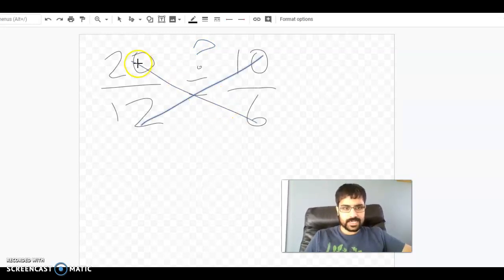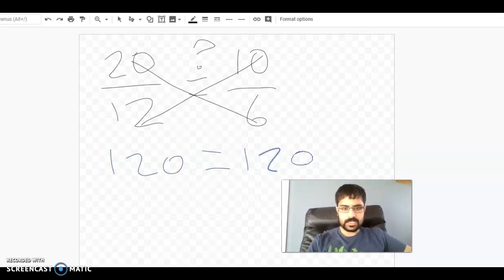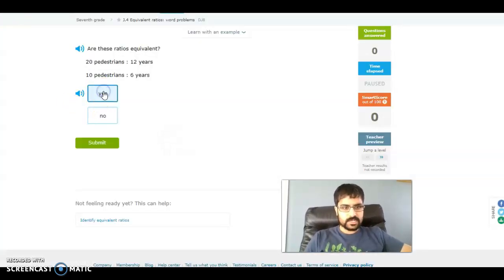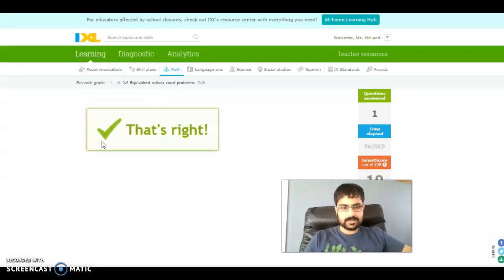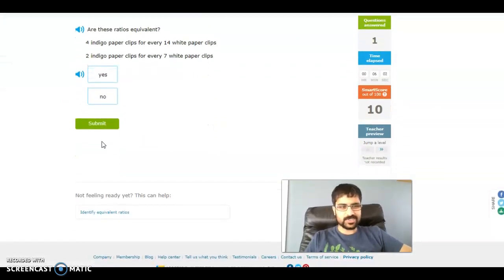So to take the cross product, I just need to multiply across on these two sides and see do they end up being the same or are they different. So if I take 20 times 6, multiply them together, I get 120 on this side. And if I take 12 times 10, I get 120 on this side. They are equal, so I think that these two are equivalent ratios. Let me see if that's right. I'll click yes, I'll hit submit. Yay! IXL thinks I'm so good.